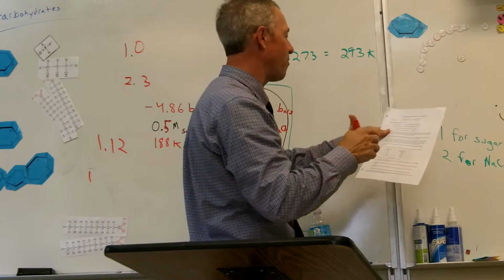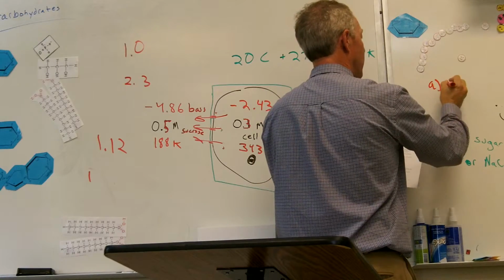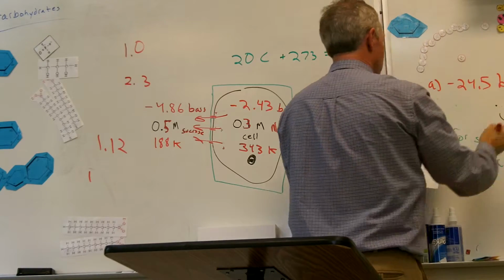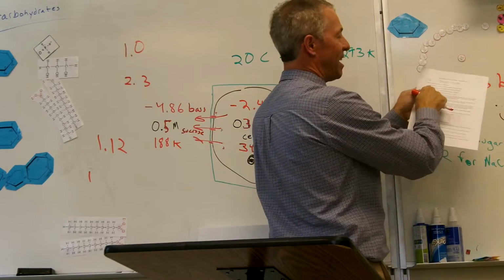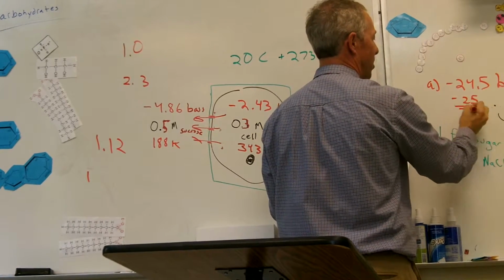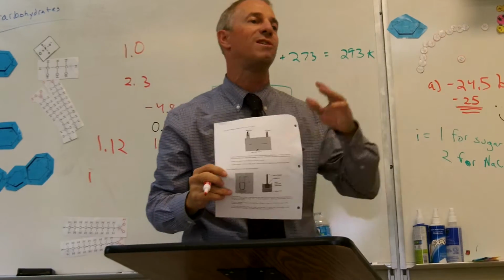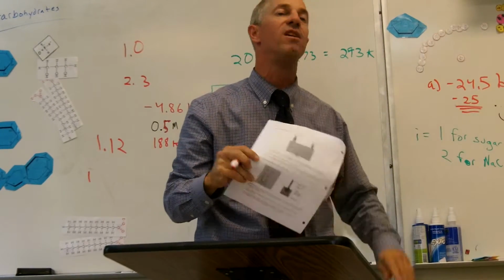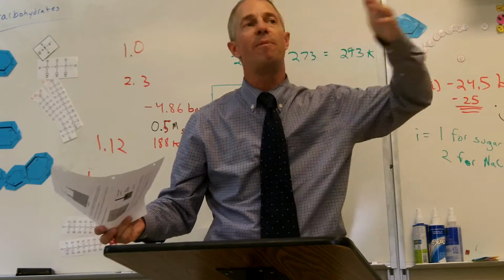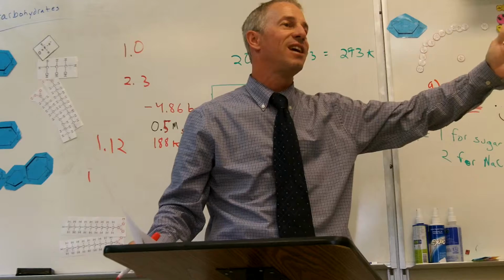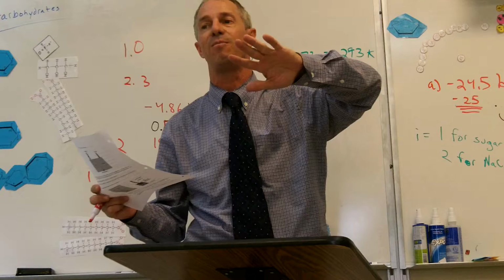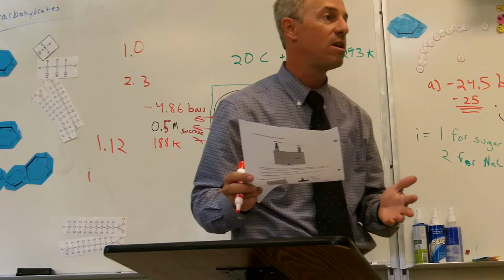Okay, so what did you get for letter A? Negative 24.5 bars. Shouldn't that be negative 25? It would be negative 25 since they only gave you 2 significant digits in the problem. So negative 25 is actually the correct answer. But the AP Biology test will tell you how many decimal points to give, so you don't have to worry about that. But it's just good to know your science. If they give you a bunch of decimal points in the problem, then you can answer with a bunch of decimal points. If they don't, you can't. It's as simple as that.